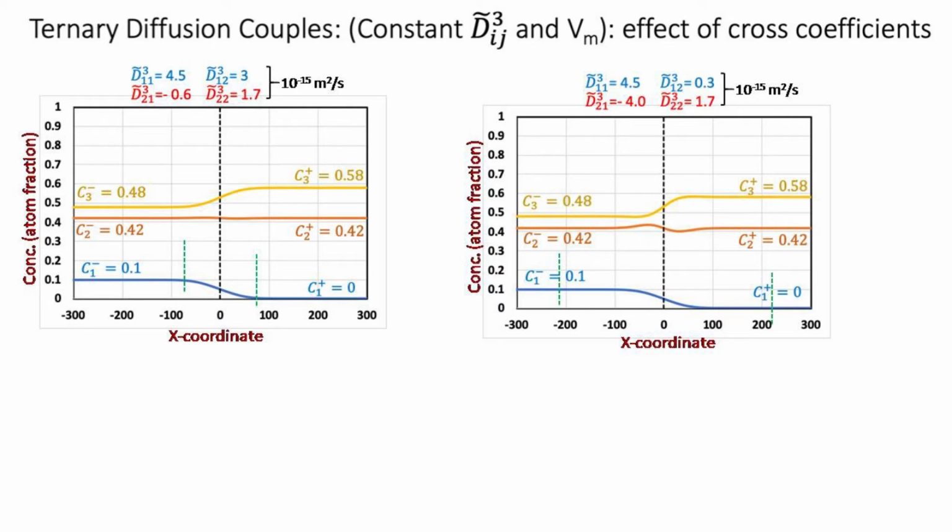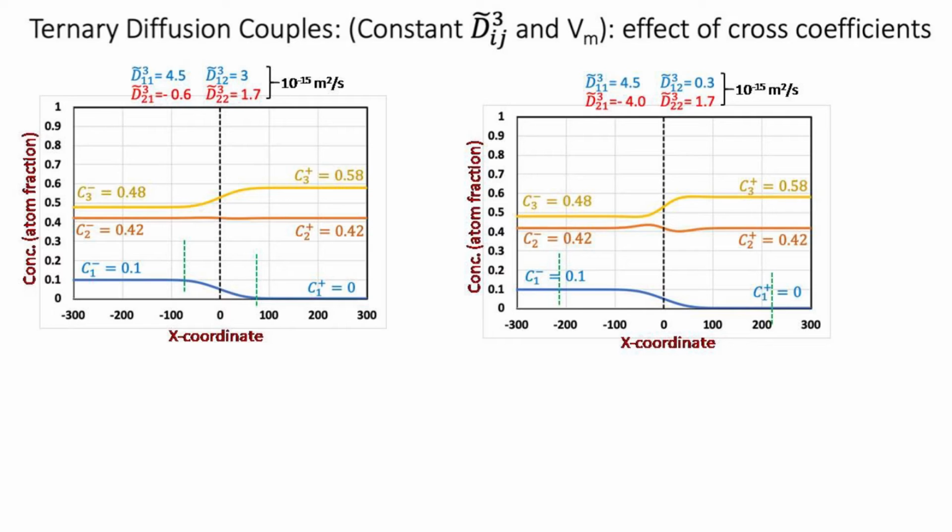Now, in order to keep the matrix positive definite, I had to decrease the value of d12, but let us see the effect of this change in magnitude of cross coefficient of component 2. In the previous case, since the cross coefficient was very small and we started with the same concentration of 2 on both the terminal alloys, we saw that the concentration profile for component 2 was almost flat.